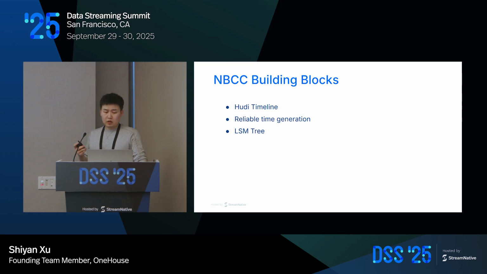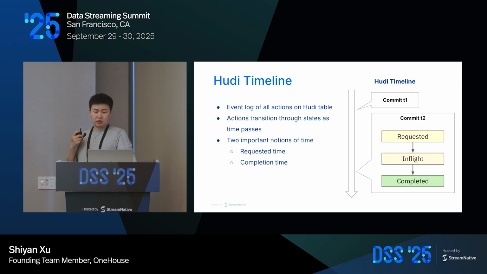For Hudi writers, they can only fire off commits in parallel when they have unique requested times. For readers, as we just described about the merging semantics, they rely on the completion time to have a deterministic order and do a correct merging to get a reliable output. This is especially important to handle out of order data.